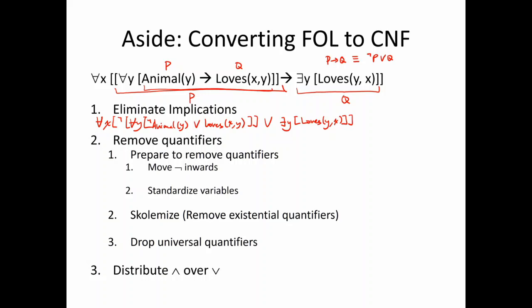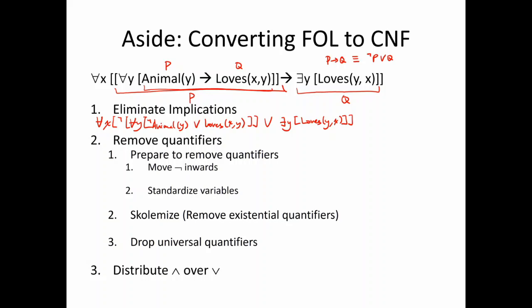And then second step is we want to remove quantifiers. Before we can remove quantifiers, we have to do two things. One, we want to make sure no negation is outside a quantifier. And two, we want to standardize variables. So in this example, this negation is outside of this quantifier. So we want to move that negation in using De Morgan's law. And when you use De Morgan's law, universal quantifiers become existential quantifiers and vice versa.